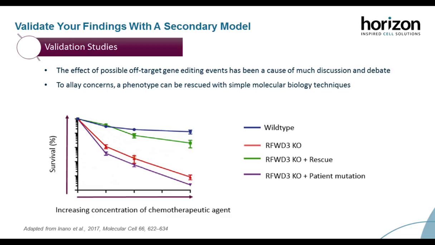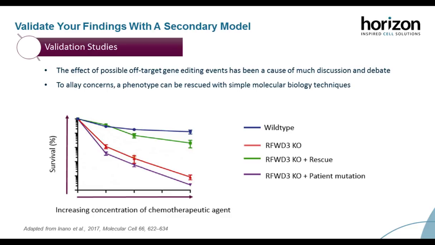And here you can see that in the wild-type cells, the survival of the cells was completely fine when they were subject to a chemotherapeutic drug. However, when we knock out RFWD3 in these cells, you can see that the survival of these cells was decreased massively. In contrast to that, once we overexpress this protein again, you have rescue of the phenotype, so the cells stay resistant to this chemotherapeutic reagent.